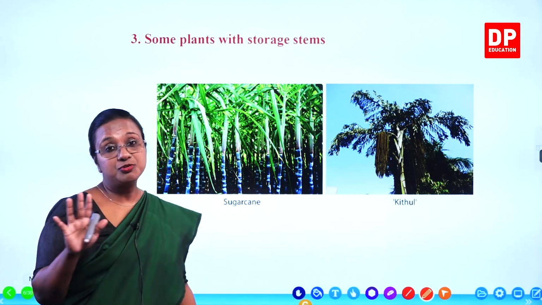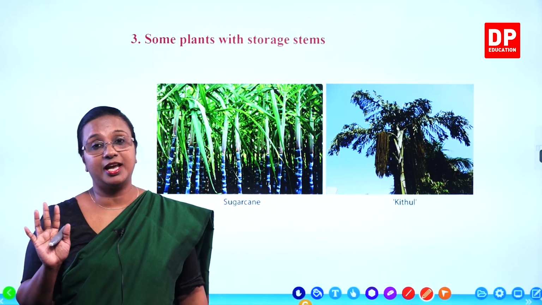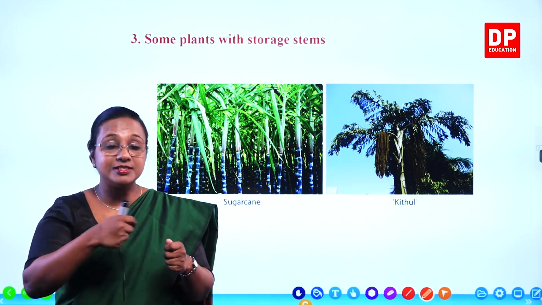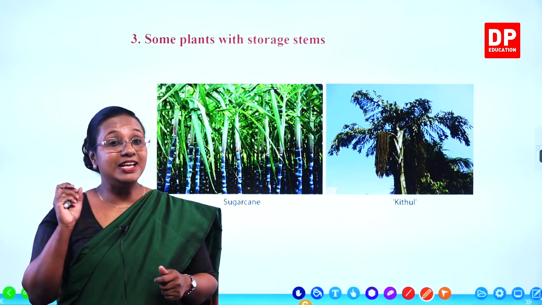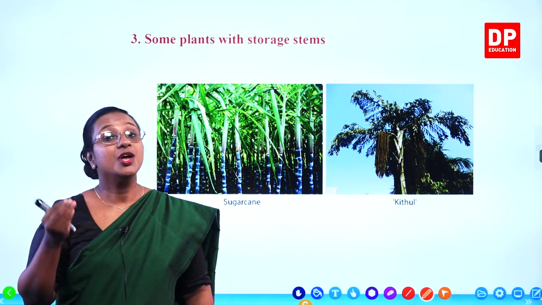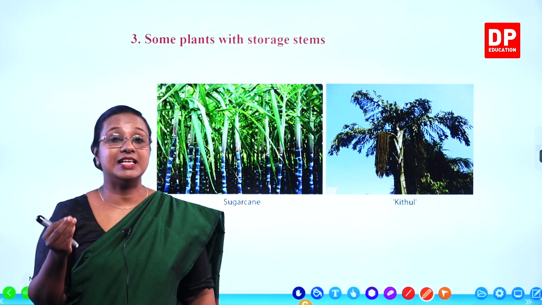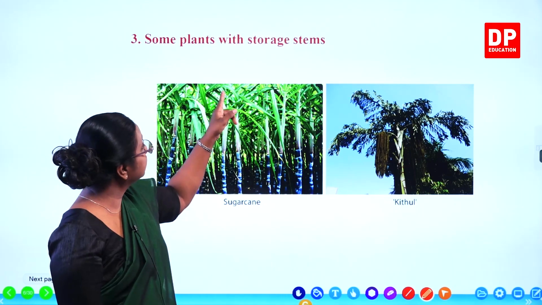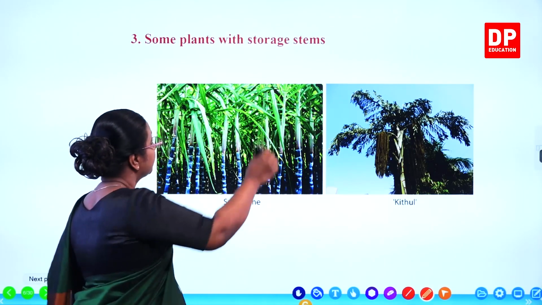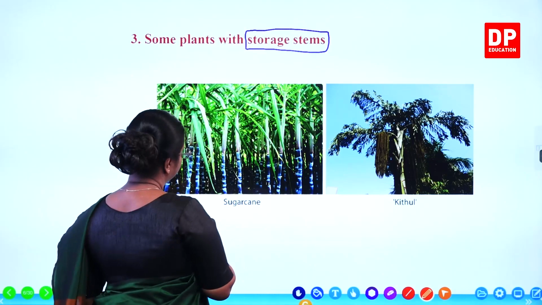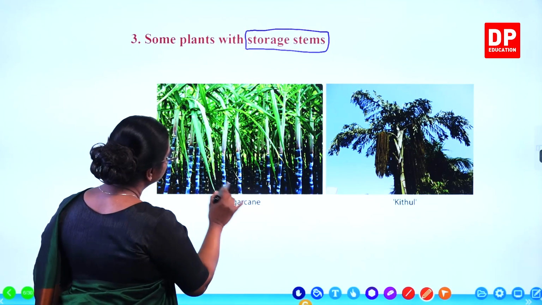Now if you look at this picture, you know what this is. Sugarcane. I am sure all of you have eaten sugarcane. You cut a piece of the stem and you peel out the skin, and when you bite it, you get that nice sweet taste. That nice sweet taste is because the sugarcane stem contains food. So because of that, this is a storage stem. One example is sugarcane.